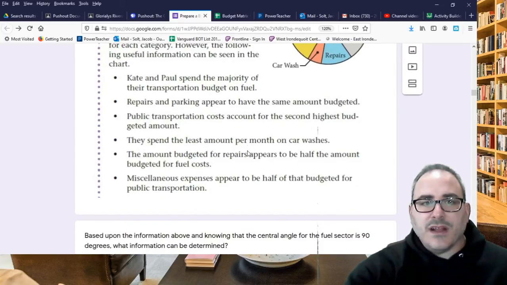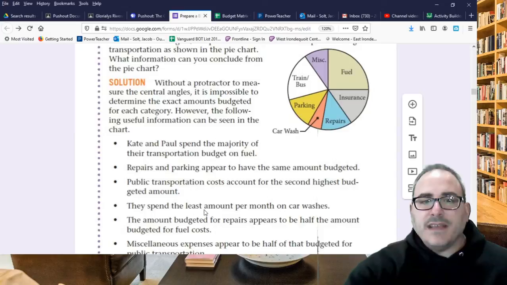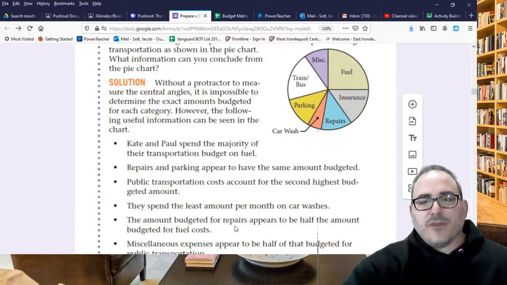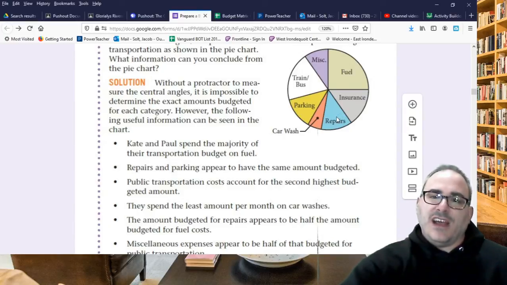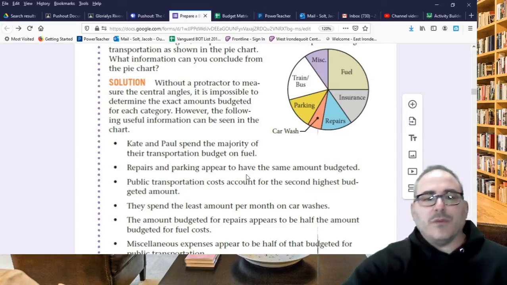And then what else we have? We can also determine they spend the least amount per month on car washes. So car washes is the smallest sector. And the amount budgeted for repairs appears to be about half the amount for fuel costs. I don't know how they quite figure that out, but it's roughly the case, right? Isn't it about 2 of these repair slices would be about equal to fuel, right?